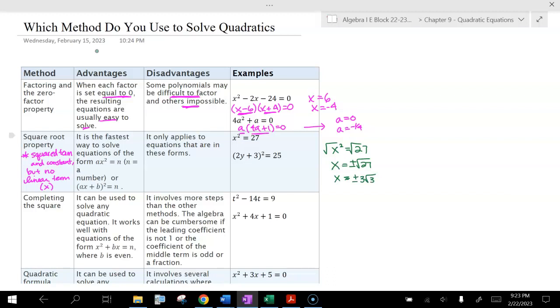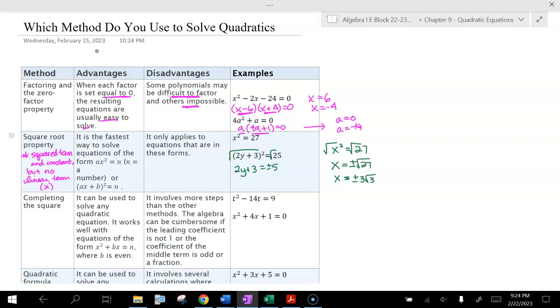Same thing here when we have, in parentheses, 2y plus 3, squared, equals 25. We can take the square root of both sides and we get 2y plus 3 equals plus or minus 5, and then we can go on and solve that for y. The big thing to remember is that to use the square root property, you have to have an equation in a certain form: you've got a square term and a constant, but no linear term.